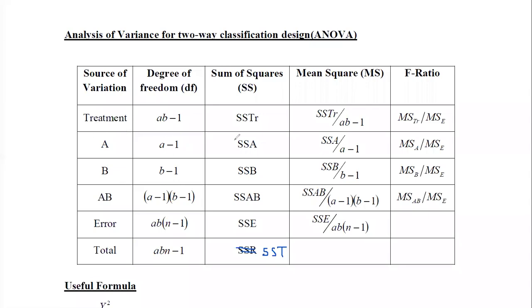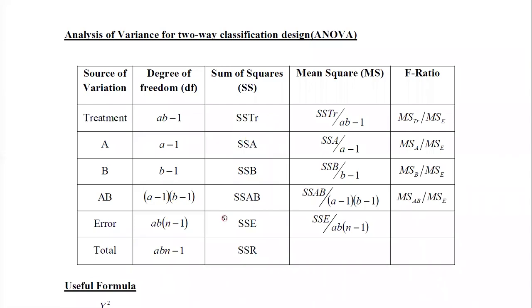Therefore, if you add these three values, the sum of squares for A, B and AB, then it should equal the value of the sum of squares for treatment. It is the relationship among these four terms. It is because we are using A, B and the interaction, main effects and interaction, just to elaborate the treatment.